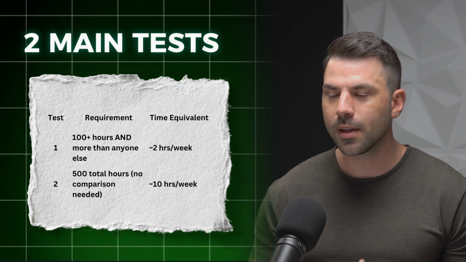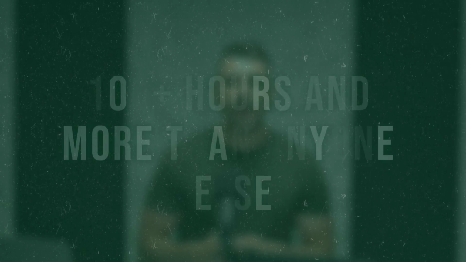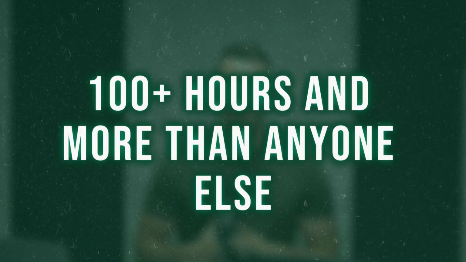So those 2 rules, 100 hours more than anyone else, or 500 hours, that comes down to about 10 hours a week. That can get difficult again. So I think 500 hours, easy to understand what you would need to do. We'll talk about qualified activities and what goes into that, but I want to dig more into the 100 hours and more than anyone else. It ends up being one of the easier options to meet for a lot of people.